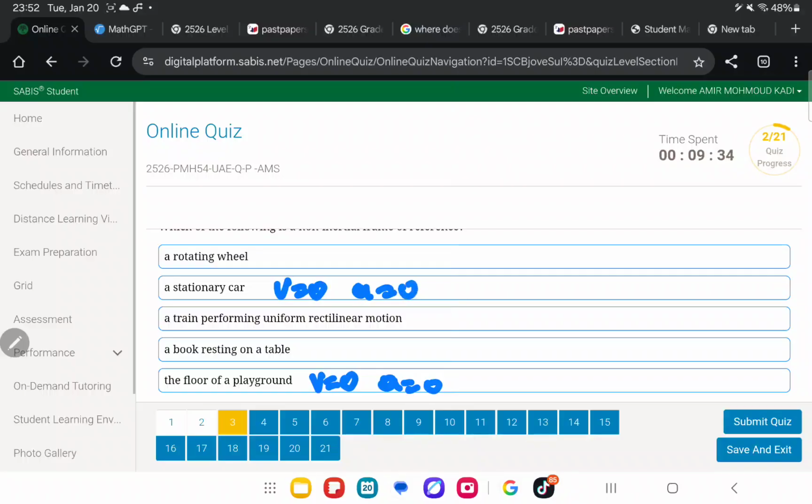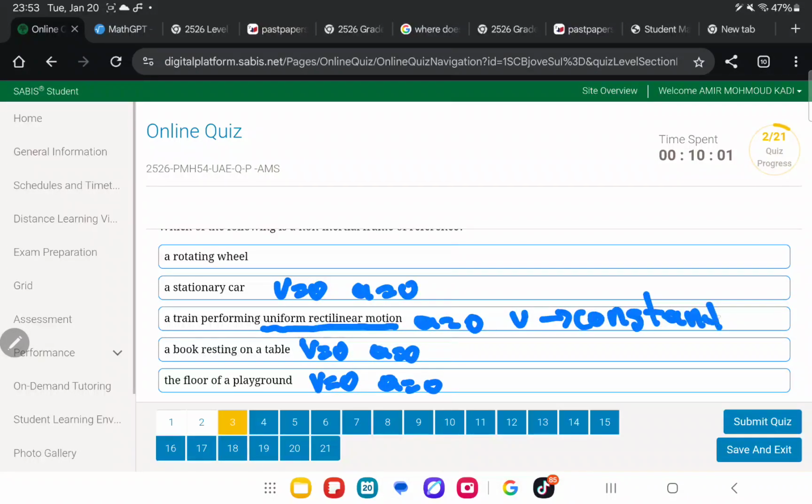Now, what is mainly important is that acceleration only must be 0. So I'm just saying v is equal to 0, but v equal to 0 means it's at rest, and when it's at rest, that means a is equal to 0. Here is the same case, v equals 0, a equals 0. Uniform rectilinear motion means that a is equal to 0, but v is constant. Okay. And the final one is just a rotating wheel.